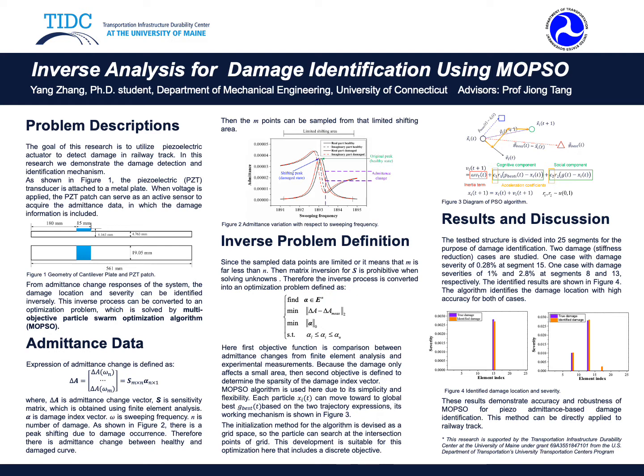The identified results are shown in Figure 4. The algorithm identifies the damage location with high accuracy for both cases, and these results demonstrate the accuracy and robustness of MOPSO for piezo admittance-based damage identification, and these methods can be directly applied to the railway track.